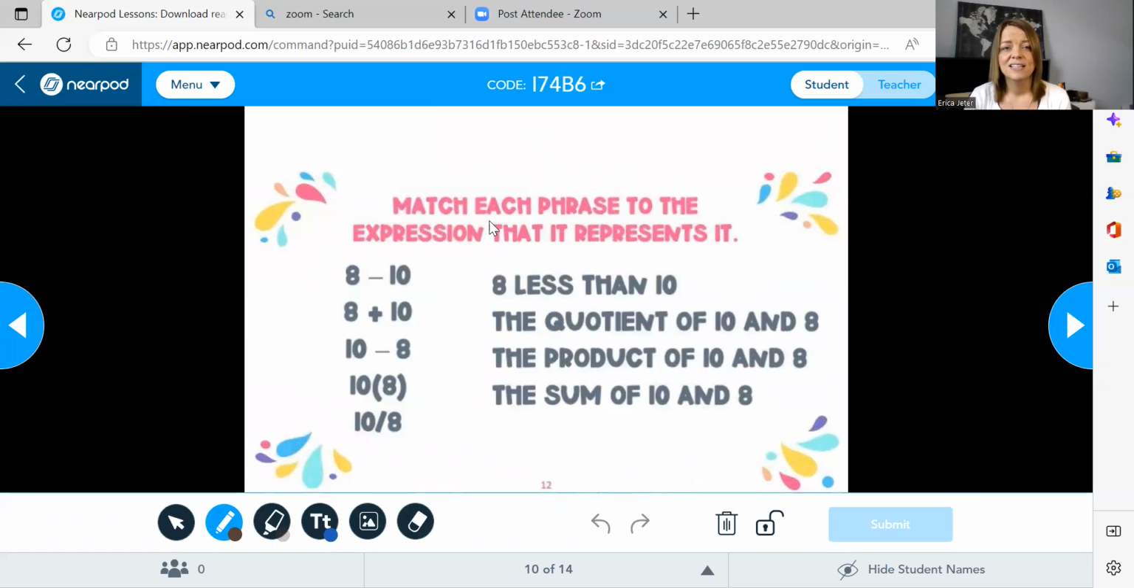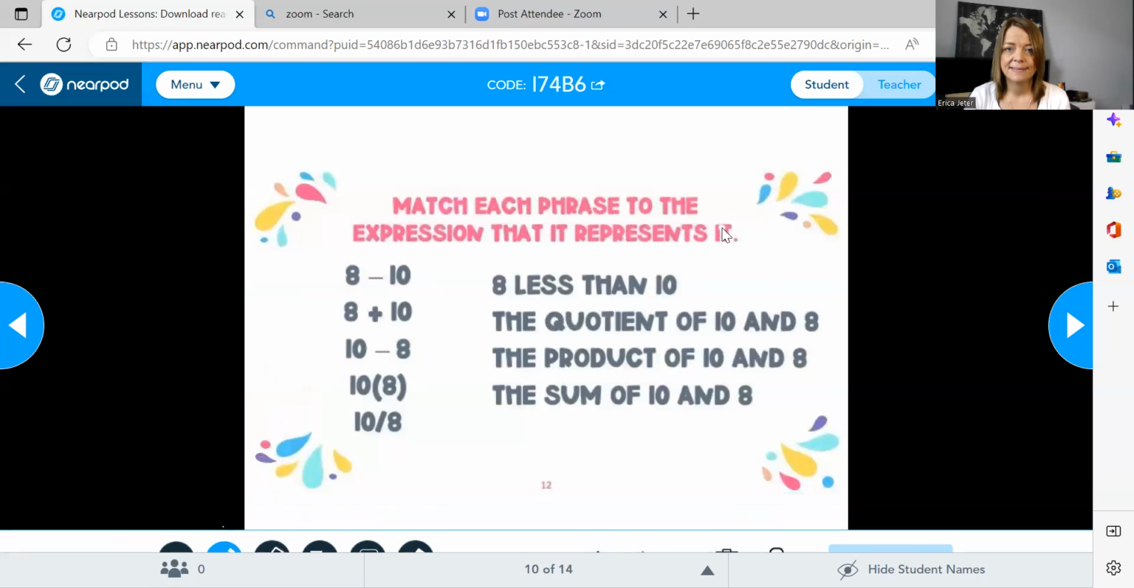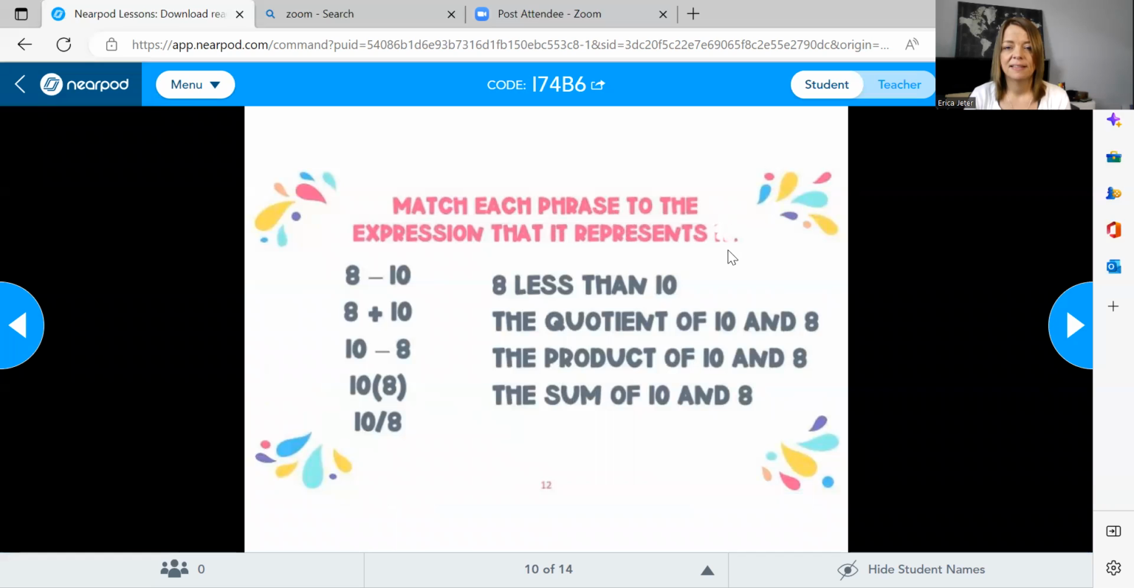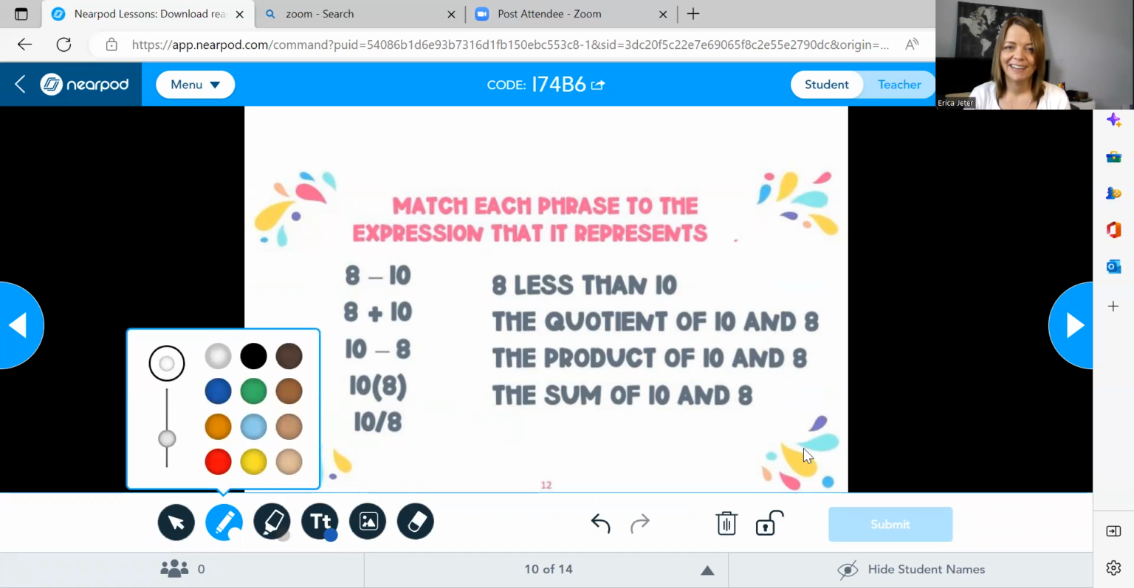All right, so this slide actually has a typo. So let me fix that. It says match each phrase to the expression that it represents. Ms. Jeter is just gonna make this one go away, just like that. Yay.